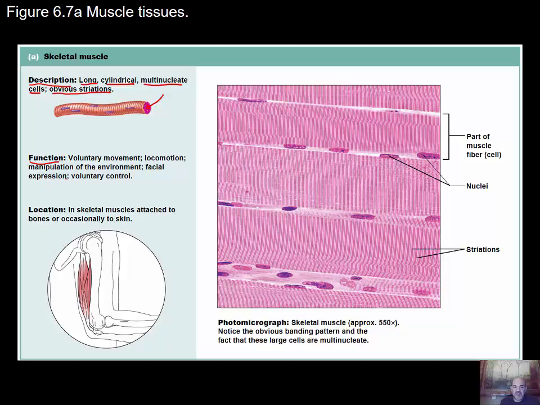They also help with facial expressions and any form of voluntary control. The location is going to be skeletal muscles attached to the bones or occasionally the skin, like in the face, which allows us to make facial expressions.